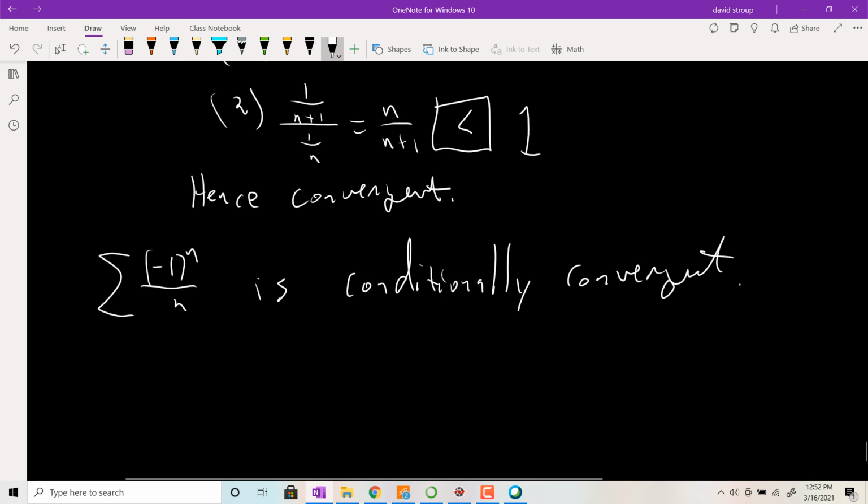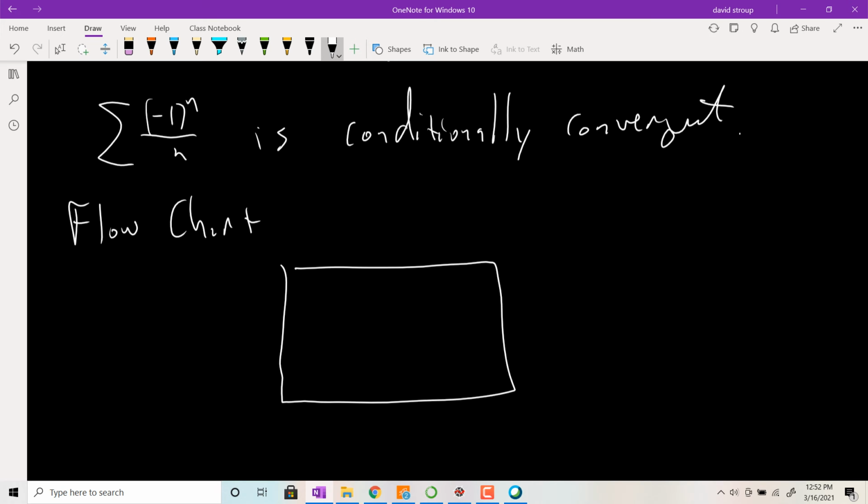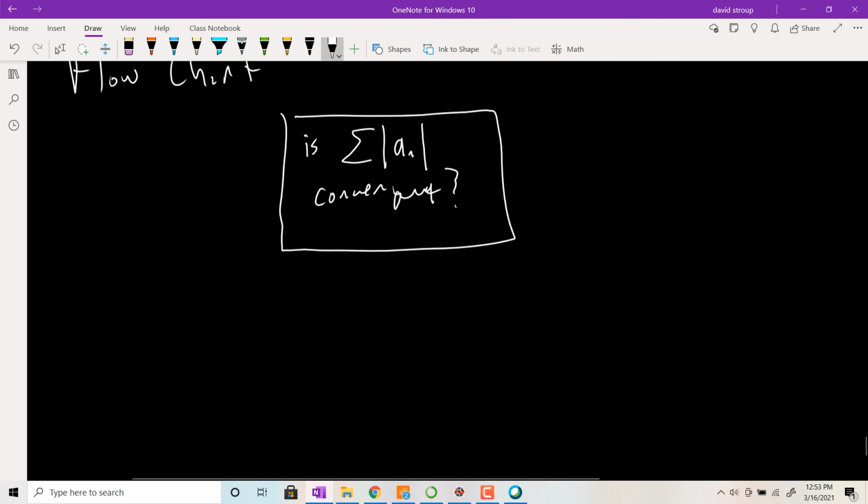Okay, so the way you want to approach these problems is kind of in a flow chart. So the flow chart for dealing with these things. First, you're going to analyze the sequence of partial sums. So first you want to ask yourself, is the series of the absolute value convergent? It's a series where you take the sum of the absolute value of the terms. Is that thing convergent? Question mark.